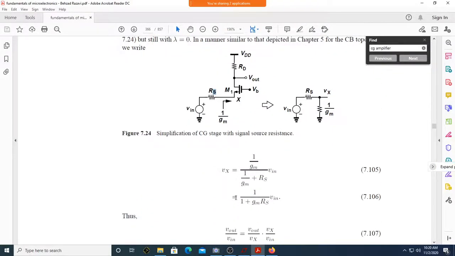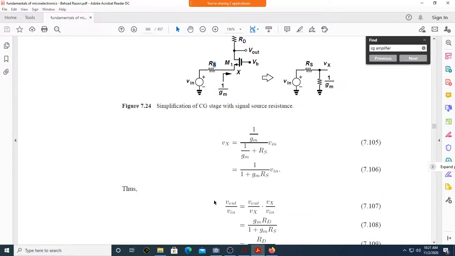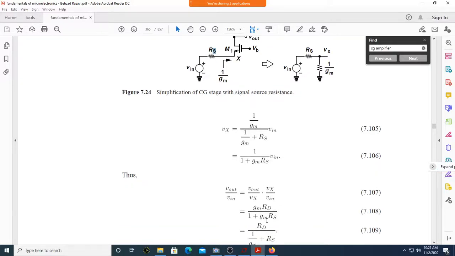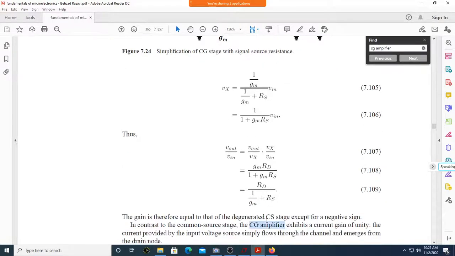See here, whatever I have written in my notebook is exactly the same. Vx is 1 over Gm, multiplied by Vin divided by the sum of these two, which is a potential divider. Yes sir. Of course, you can rewrite it as 1 over 1 plus Gm into Rs. That's further simplification. Can I write Vo by Vin as Vo by Vx and Vx by Vin? Yes sir, and finally it comes out to be this.